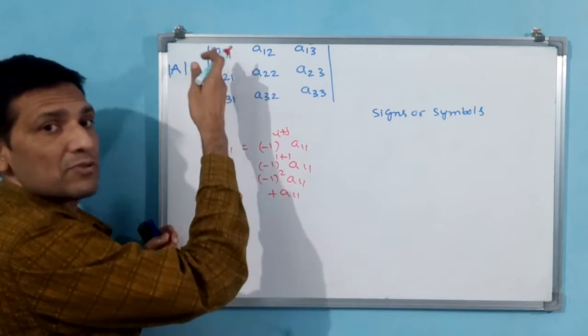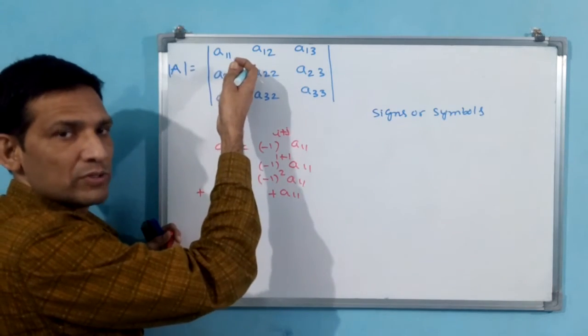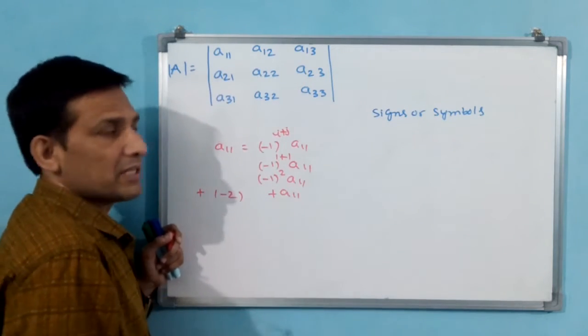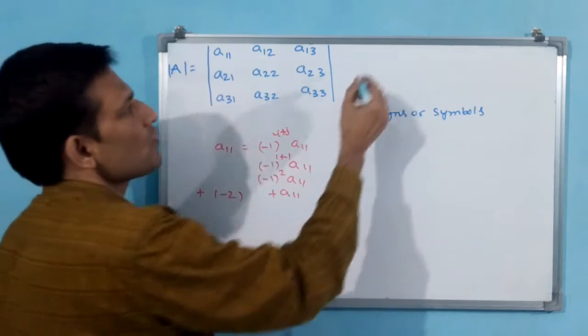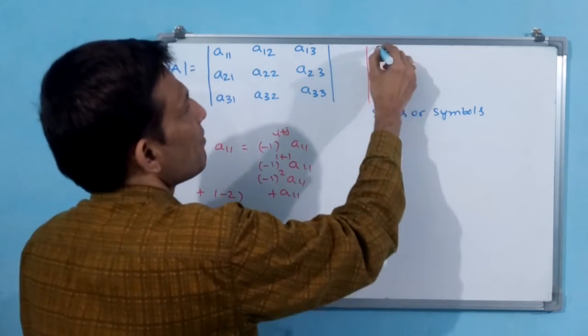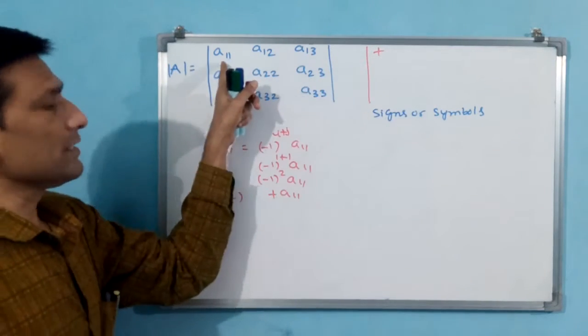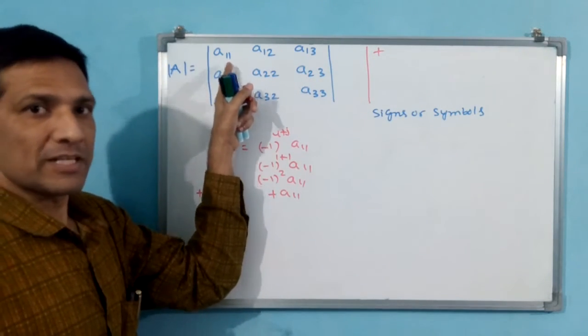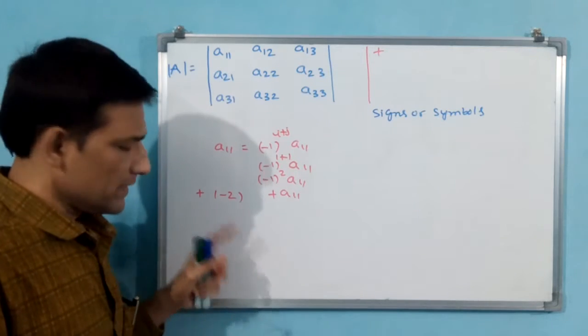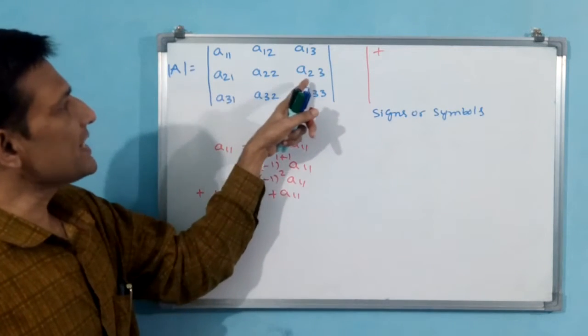Why? Because this may be minus 2 or minus 6 or whatever it may be; we don't know when it comes to real numbers. That means here you have to take plus 1. Plus symbol you have to take. You understand? Okay.